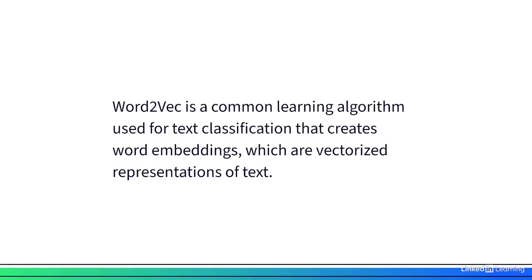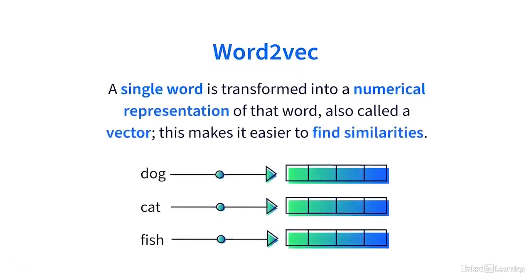It creates word embeddings, which are vectorized representations of text. Simply put, a single word is transformed into a numerical representation of that word, also called a vector. This makes it easier to find similarities. There are several popular implementations of Word2Vec, such as Amazon's Blazing Text algorithm, which is a highly optimized version.